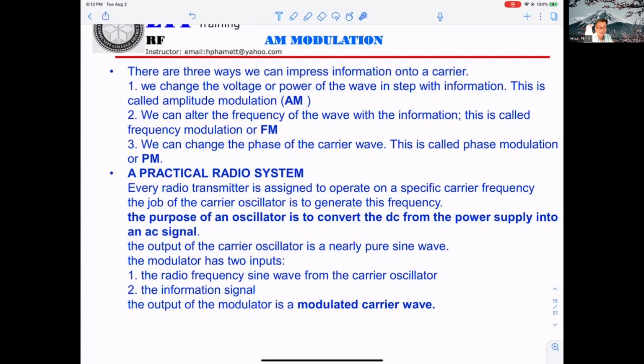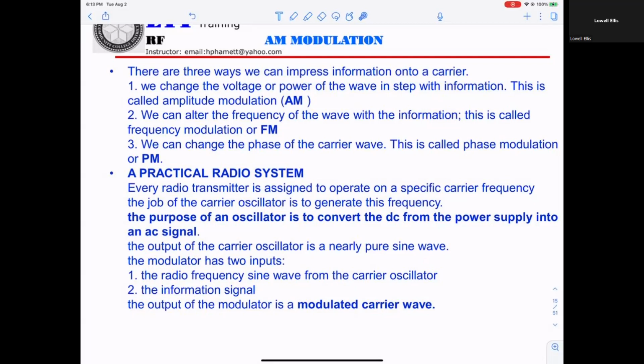Okay? So you have to understand the modulator. The modulator gets two inputs. One from the oscillator, and another one will be from your voice.